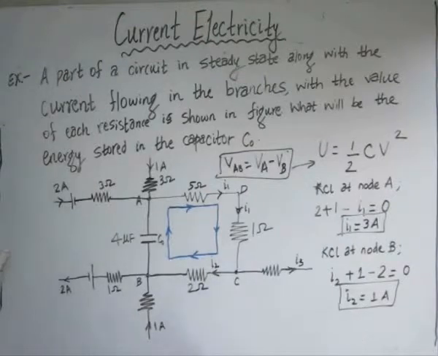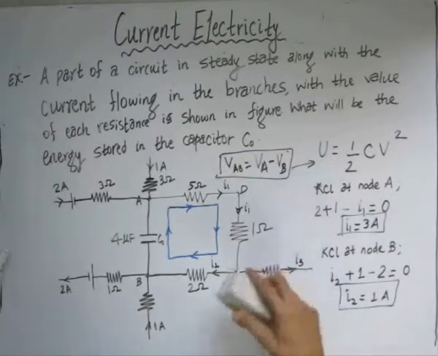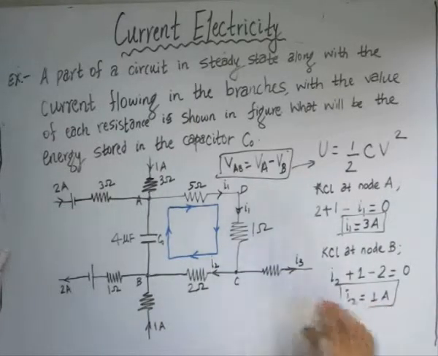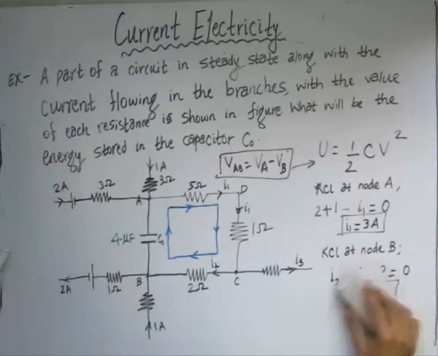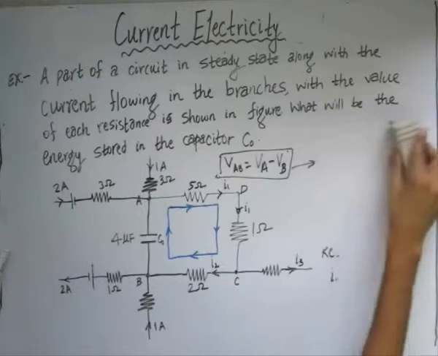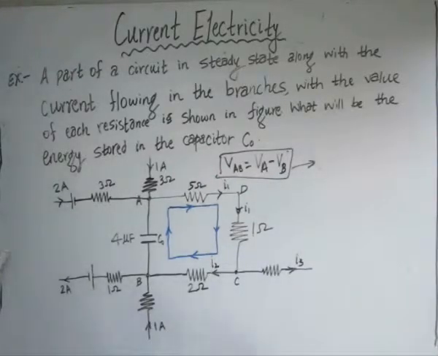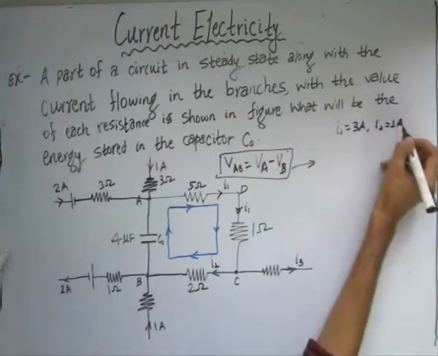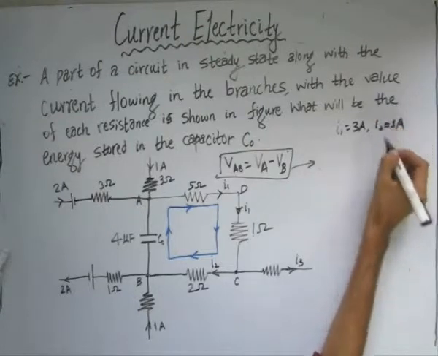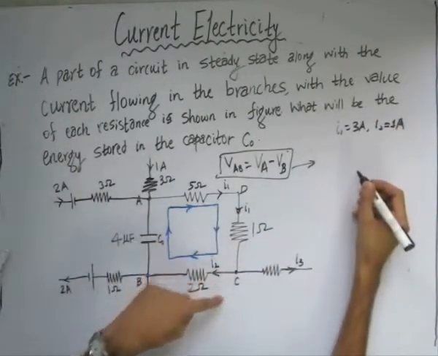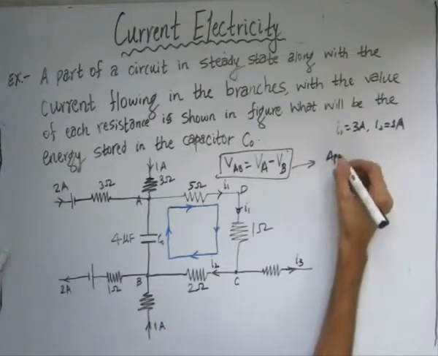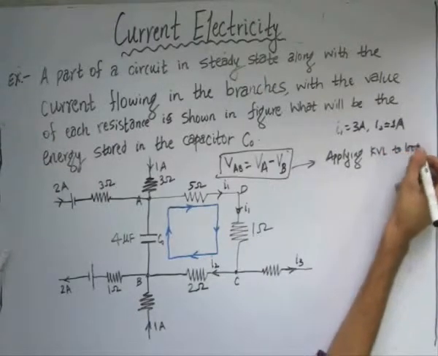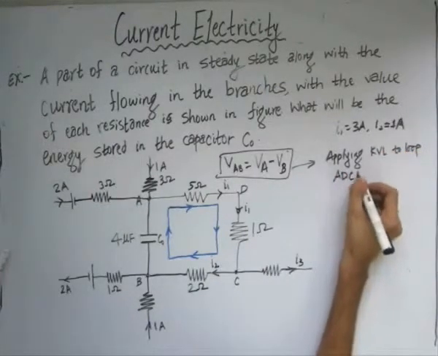Now in order to determine the value of the potential difference between the points A and B, as I have told, we'll be using KVL, Kirchhoff's voltage law. We'll just write the results which we have obtained as I1 equals 3 amperes and I2 equals 1 ampere. Now if we apply KVL to this loop A, D, C, B, A.